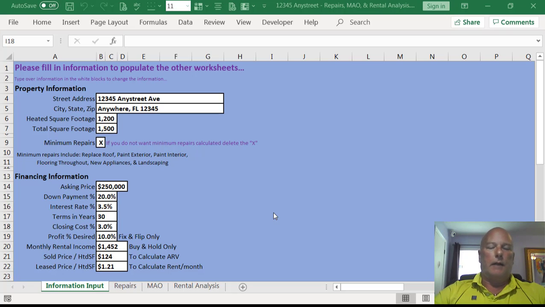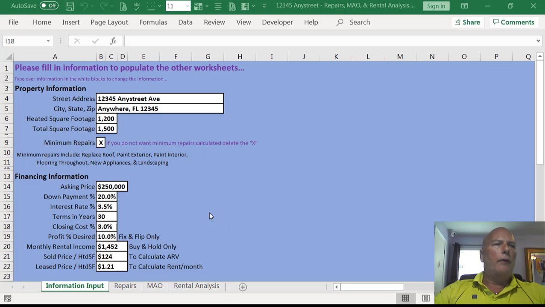I'll explain later, but the MAO is going to be what your maximum allowable offer would be on a property. So it's an easy way to use all that. So with that being said, I'm going to go ahead and get started on this.